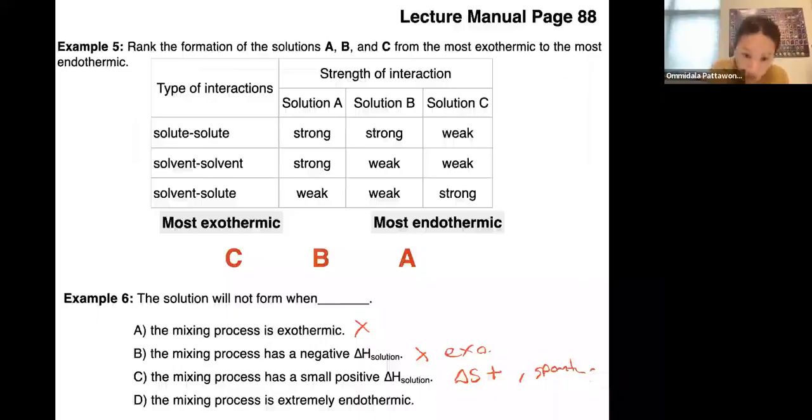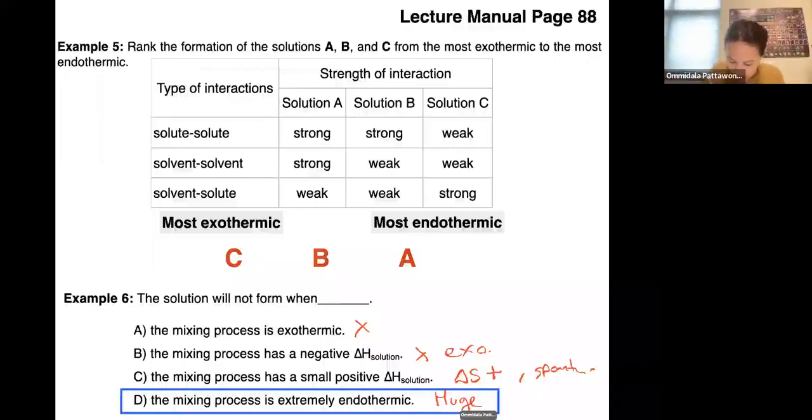The solution will not form when you have an extremely endothermic process, or when you have a huge positive delta H of solution. We already saw that in the previous slide as well. When there is a small positive value of delta H, the process is still going to happen. But if you have an extreme endothermic or a huge positive delta H of solution, it indicates that the interaction between solute and solvent is very, very weak, that they don't actually want to bond with each other at all. So that's when the solution will not form.